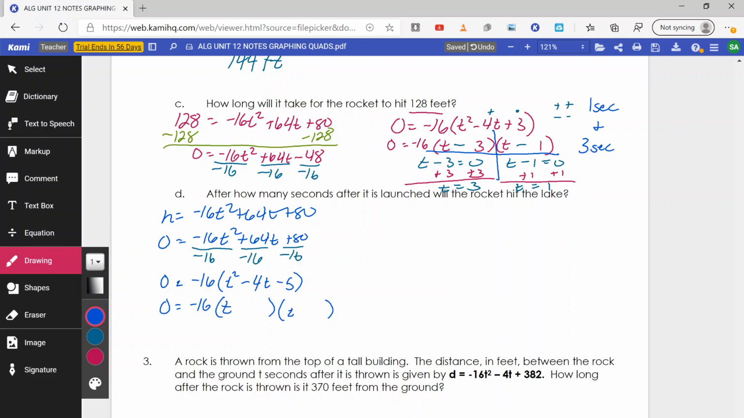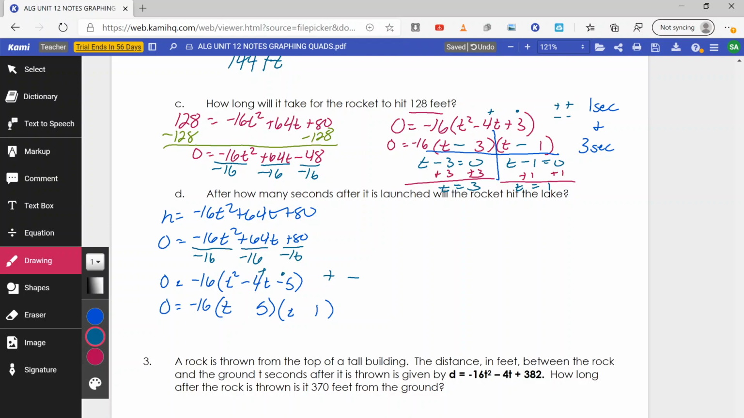T times t is the only thing that's going to give me t squared. And the numbers have to multiply to negative 5 and add to negative 4. So the only thing that multiplies to 5 is 5 and 1. So the question becomes, how do I get a minus when I multiply? Well, the only way I can get a negative answer is if I have a positive times a negative. The question becomes, which one is which?